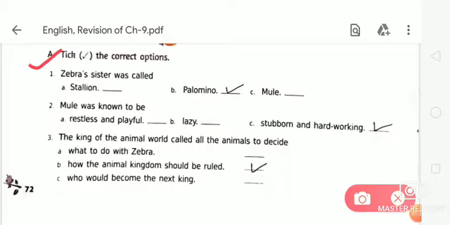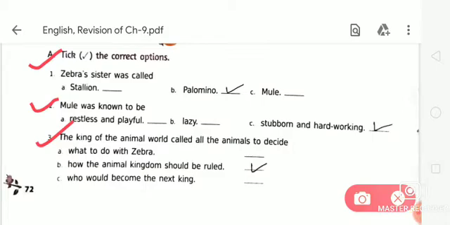Okay, the second one is: mule was known to be. Here there are 3 options. First is restless and playful, second is lazy, third is stubborn and hard working. We all know the quality of a mule, so we will choose option number C, stubborn and hard working.